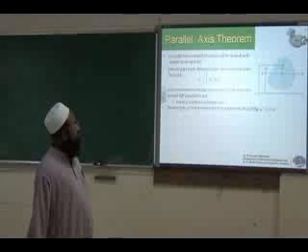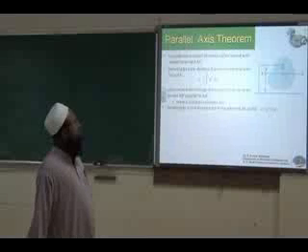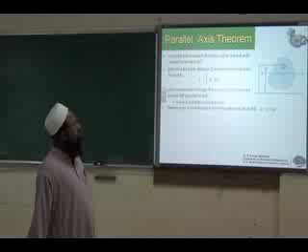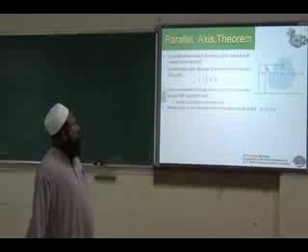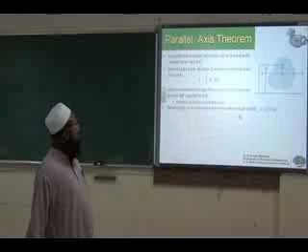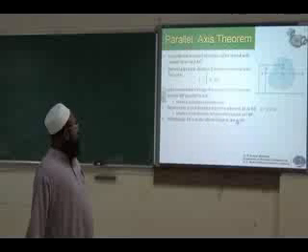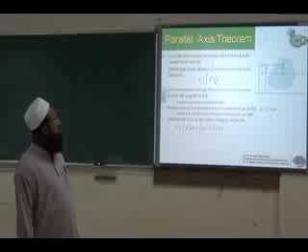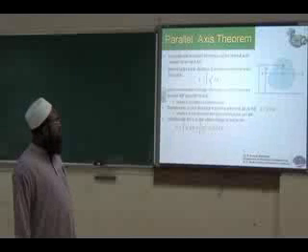The distance of BB dash from AA dash is d, and the distance of your elemental area from BB dash is y dash. So the total distance of the elemental area from AA dash is y dash plus d. Okay, so we substitute this y dash in our y in the first equation. We get the equation changed like this.